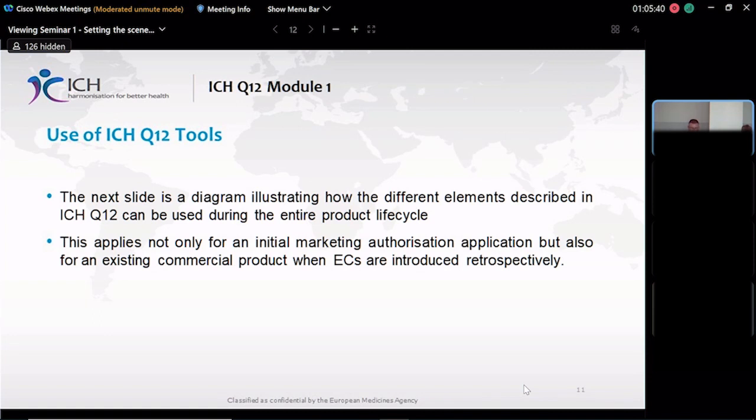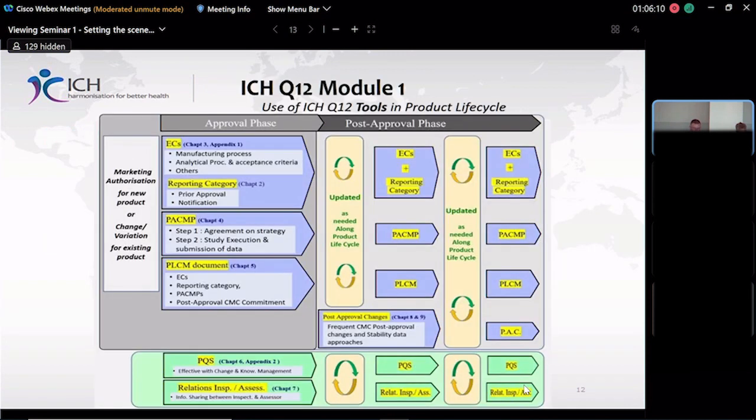It applies to initial marketing authorizations, but also to commercial products where established conditions are introduced retrospectively. It's a complicated slide, and it may be hard to fully digest its content now, 10 minutes into the presentation, but I hope we can come back to this slide at the end of the presentation and that it will make some more sense, and the terms that are there will be clear to you.